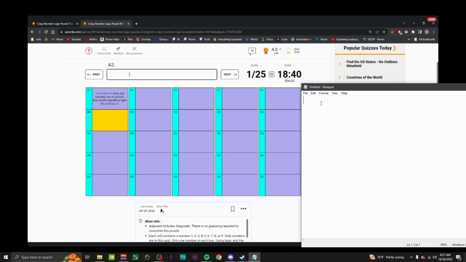Alright, what is 5? Oh, I guess that's our starting number. Good start. Only odd numbers are in corners. Row 5's numbers rise left to right. A2 or D5 is a 1. Okay, interesting. In that case, odd numbers are in corners, and row 5 adds left to right.